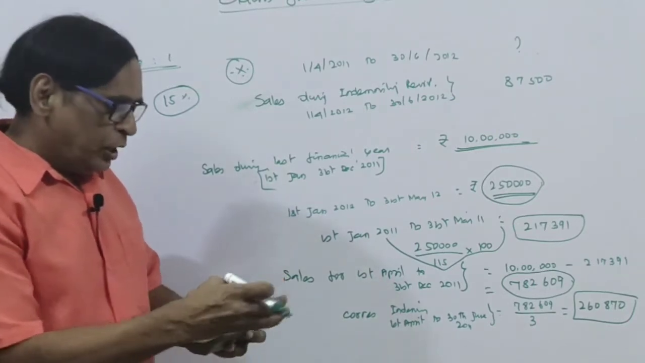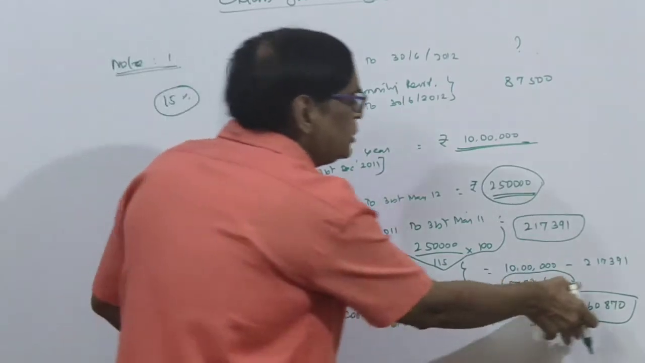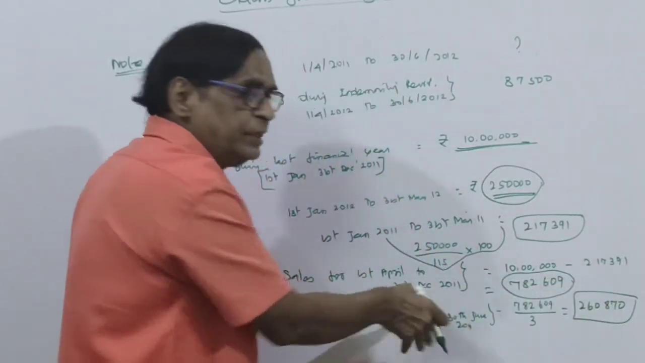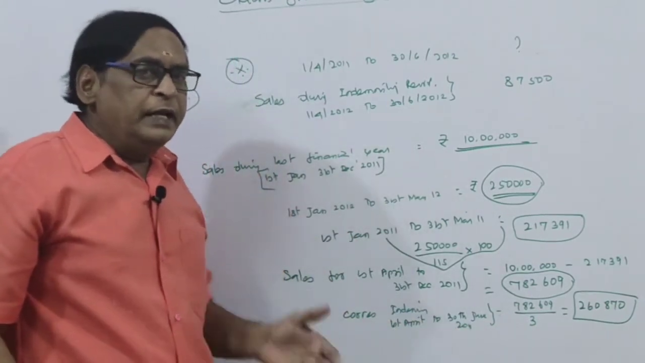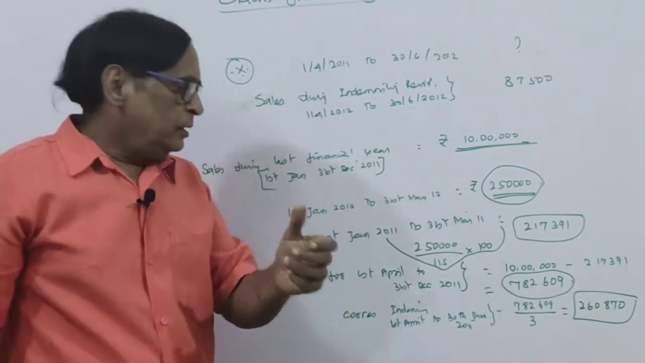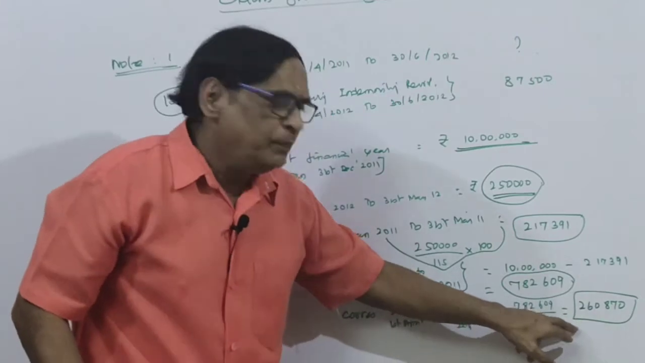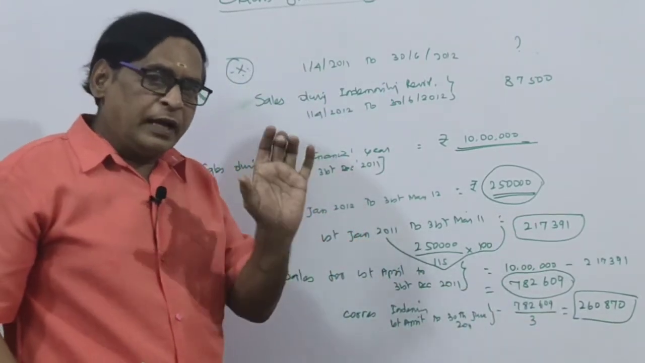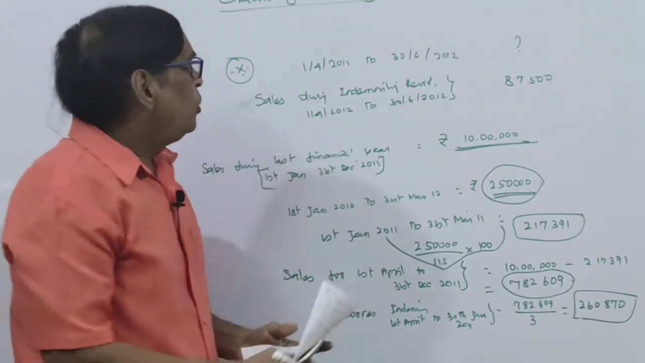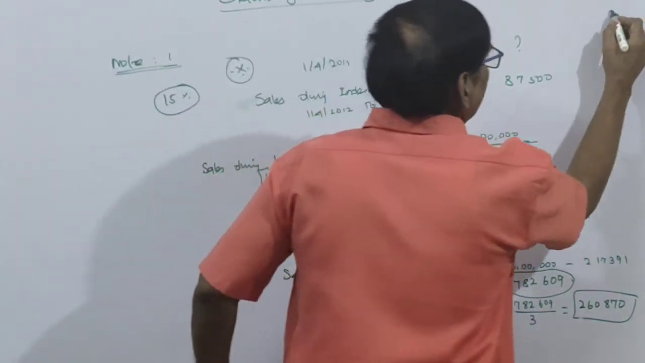Okay, and then you can easily find out. This sales actually belongs to the previous year, but this year there is an upward trend of 15%. So we have to add 15% on this sales. That would be the correct sales of this year.